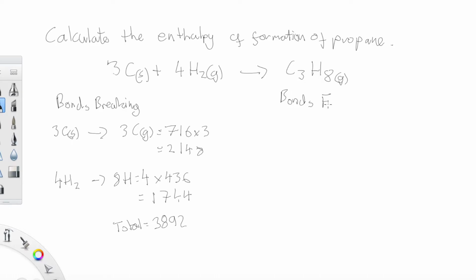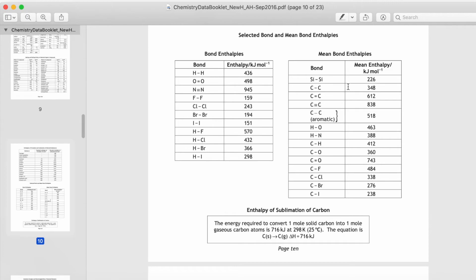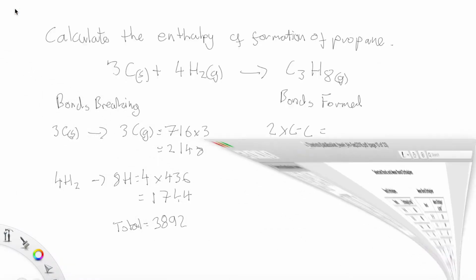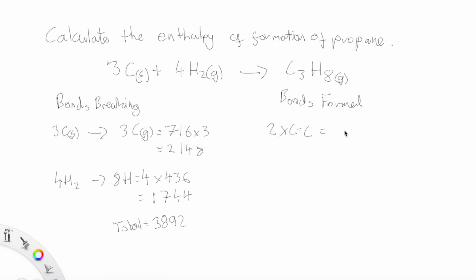Next. In propane there are 2 carbon to carbon single bonds. If I look that up in the data book, the mean bond enthalpy for a carbon to carbon single bond is 348. That's 2 times 348, which is 696.